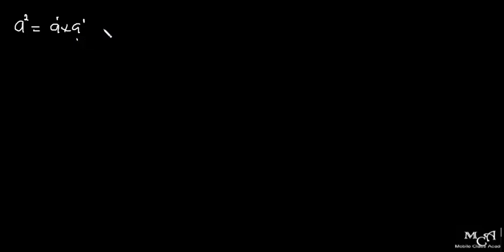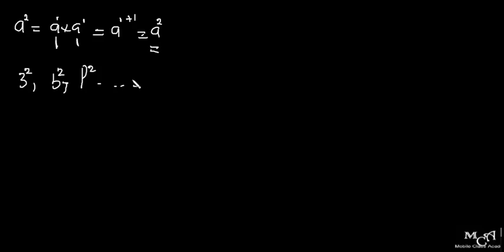Now, if we do a times a, what does this mean? The power of the first a is 1, and the power of the second a is 1. So all we do is add, and when we do that, we have a raised to the power of 2. So a times a equals a raised to the power of 2. Any value can be squared. We can have 3 squared, b squared, p squared, different forms of squares. But our attention today is how do we solve problems of difference of 2 square and perfect squares.